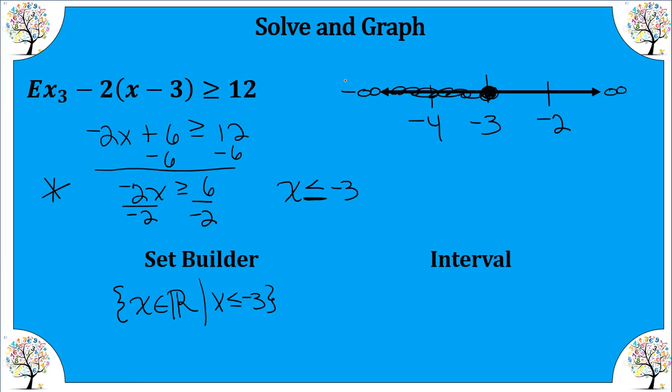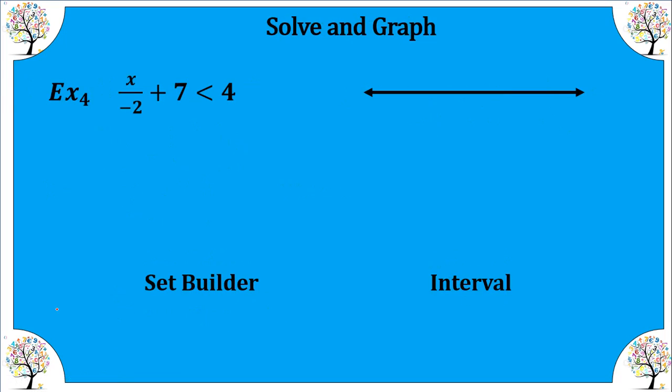So again, we're going to use parentheses because we're talking about negative infinity. And then we are going to include the -3, so we're just going to bring this down. This is interval notation. My least number is negative infinity, and it can go up to -3 and included. So not too bad.